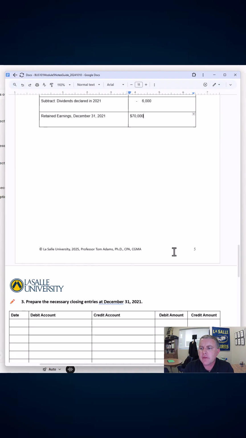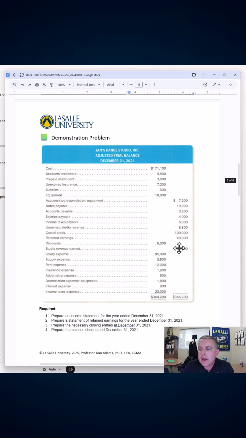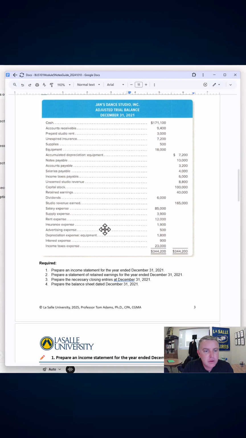All right, next thing we have to do. We have to do what is known as a closing entry. A closing entry is this idea that all of these income statement accounts need to be reset so that they are ready for next year.